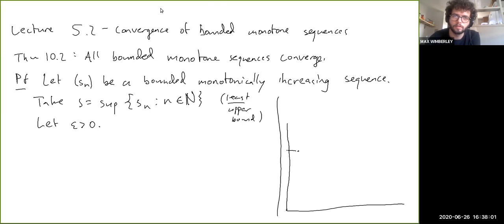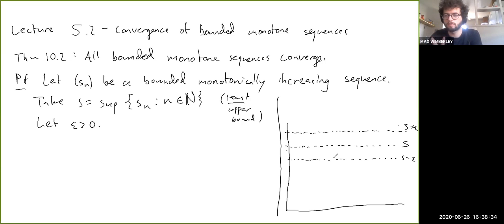So there's some good news here. Let's say this is S. Then there's the band of S plus epsilon. This is S plus epsilon. And then there's S minus epsilon. And so the question is, how do we make sure that the sequence stays within this band?